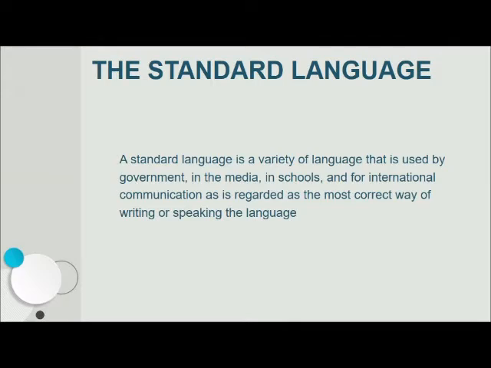The standard language. A standard language is a variety of language that is used by government, in the media, in schools, and for international communication, and is regarded as the most correct way of writing or speaking the language.